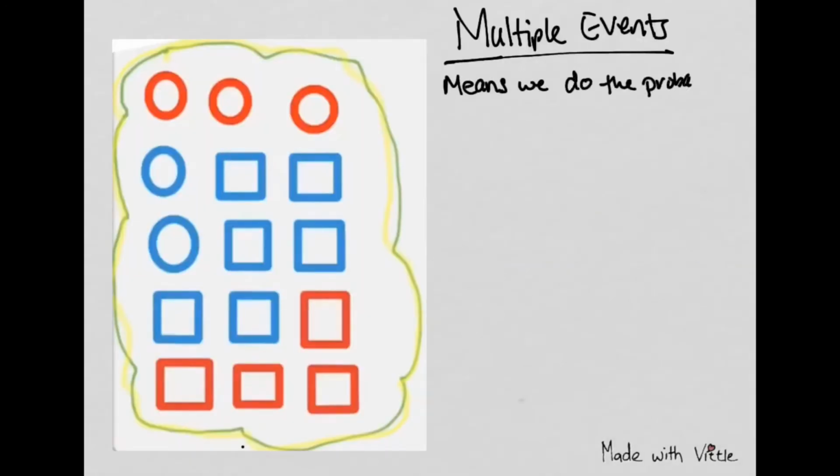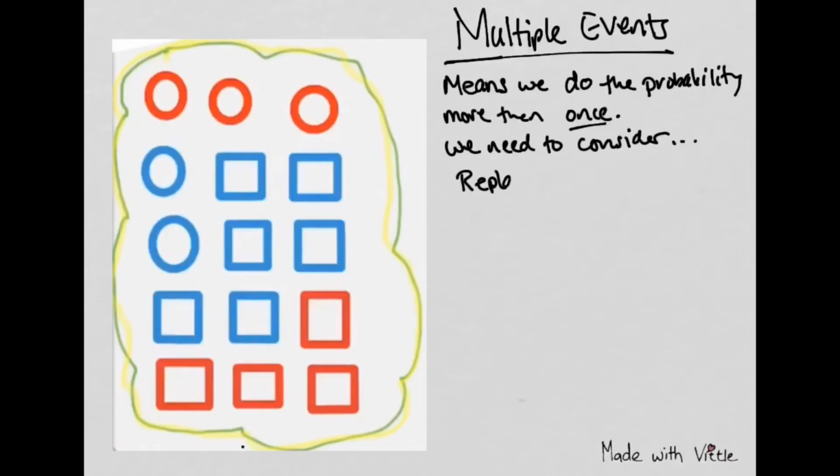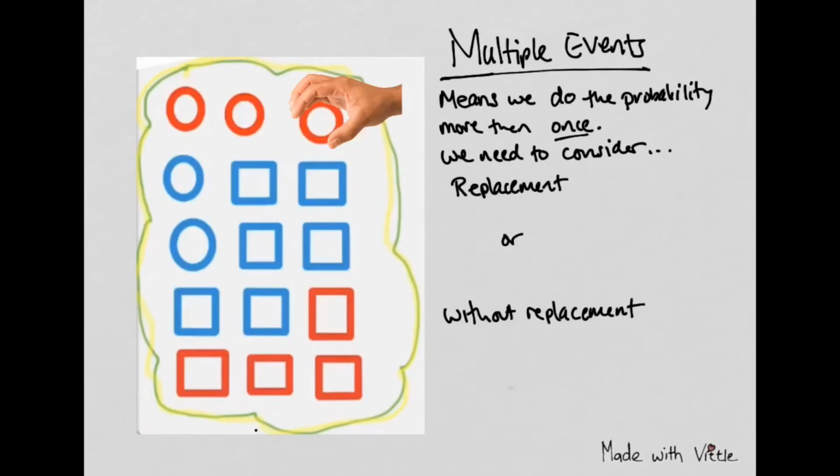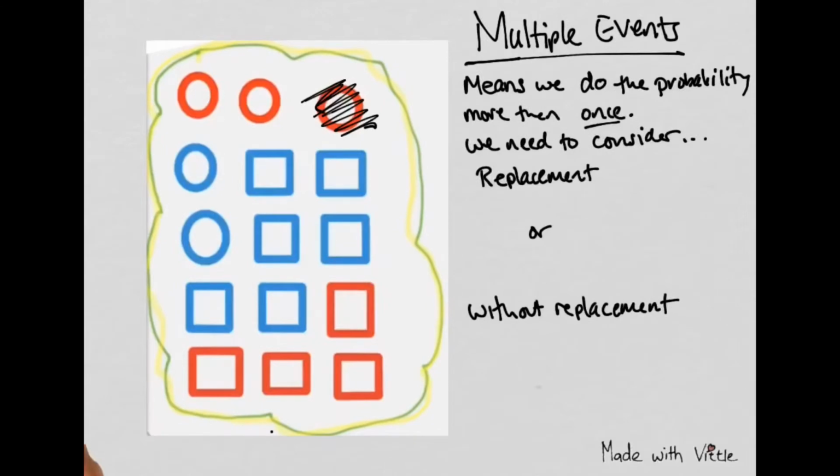With multiple events, that means you're doing the probability more than once. So you're choosing once and either replacing or without replacing. With replacement means we take the item and then we put it back in order to do the probability next time. And so everything's back, so you do the next probability. Without replacement means you go to take an item out and then it's actually like gone. It's not considered when you do the next probability. In a case of without replacement, you have fewer items on your next probability as a total, so your denominator is different.